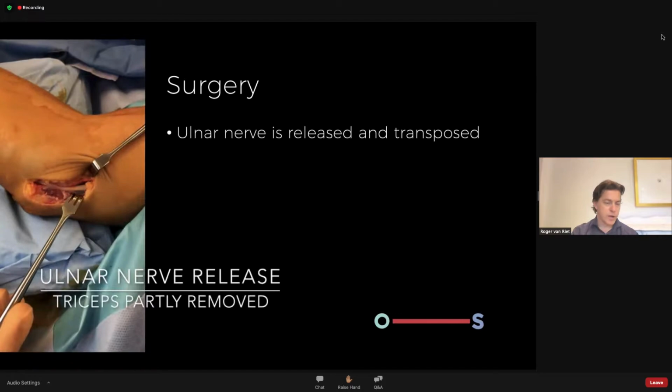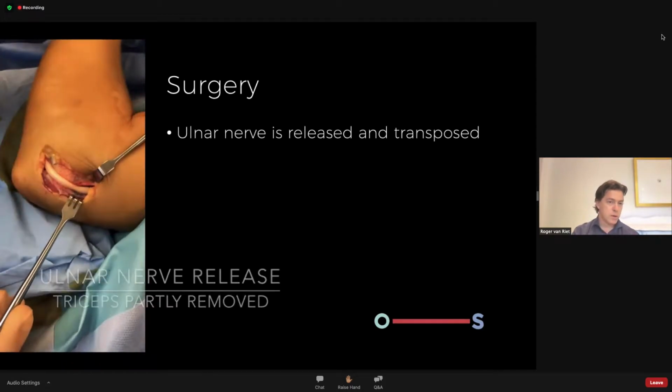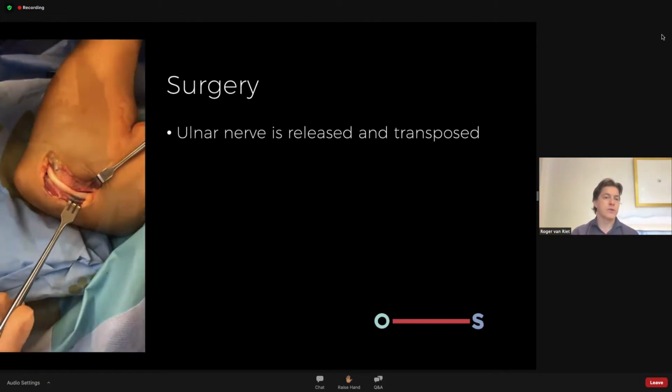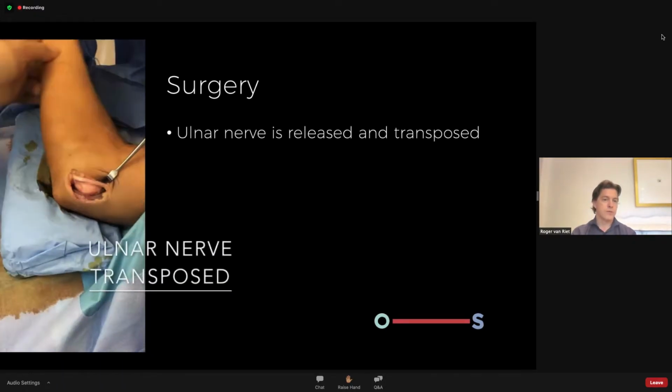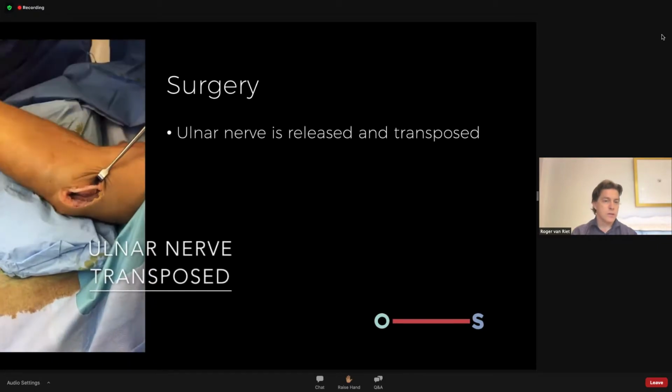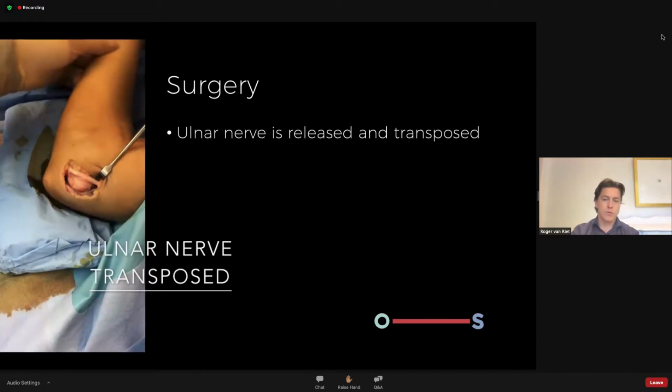So releasing the nerve makes the problem worse. So you need to do something extra. Just releasing the nerve like in normal compression is not enough in this patient. As you can see here, we release the nerve, we transpose it, it's no longer dislocating, and as you can see, we also remove part of the triceps.